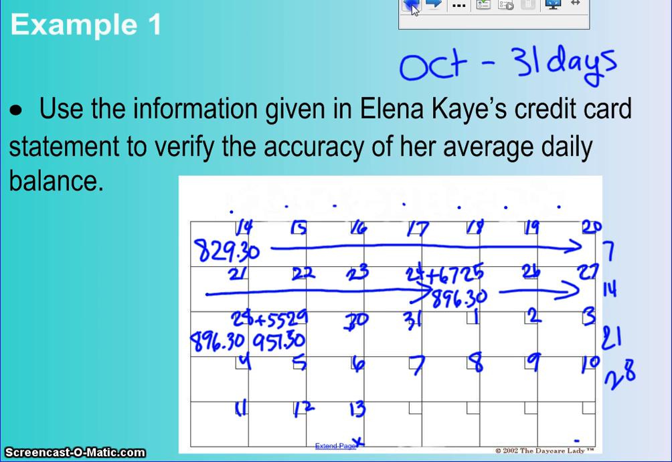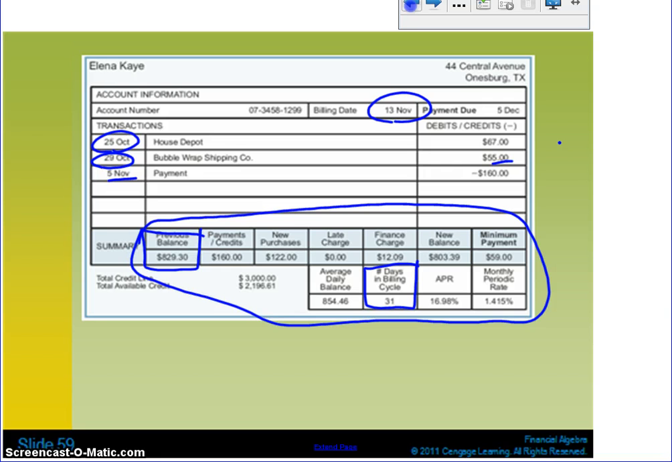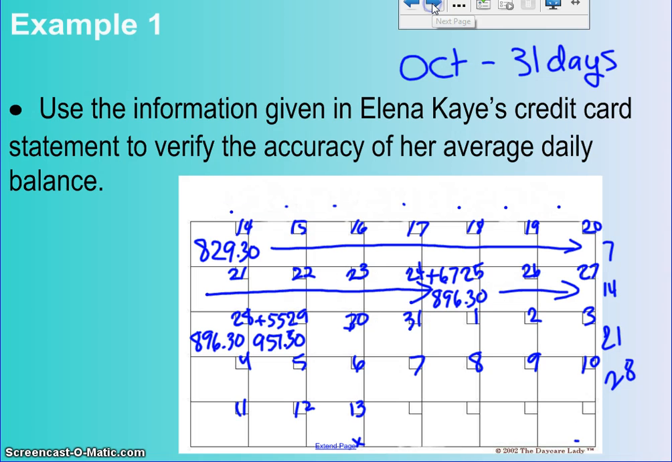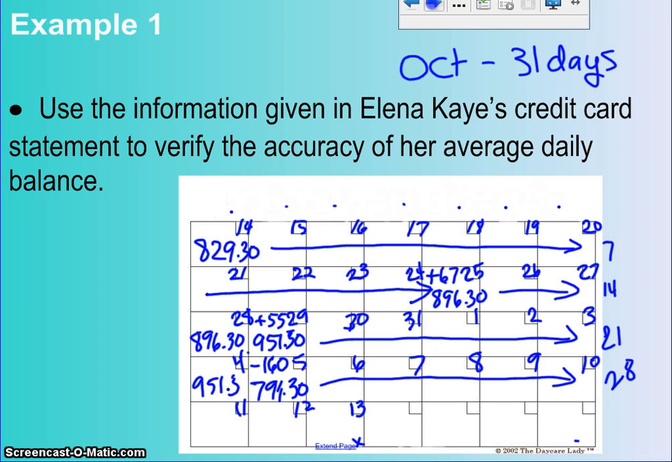Now nothing else was done until the 5th of November, at which point there was a payment. So I know that the balance was $951.30 all the way through the rest of this week, here and through to the 5th. But then on the 5th, there was a payment made for $160. So $160 is subtracted. That subtraction sign is kind of hard to see, but it was the 5th of the month, and it's minus 160. So now there is a new balance of $791.30. Nothing else happened on that account all the way until the end of the cycle. So I know it ended at $791.30.